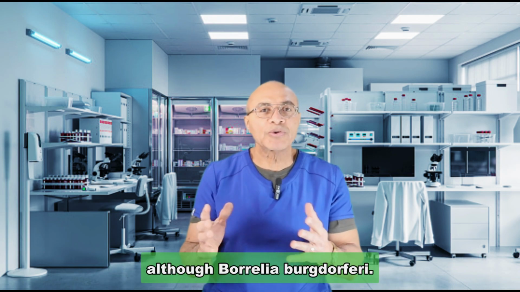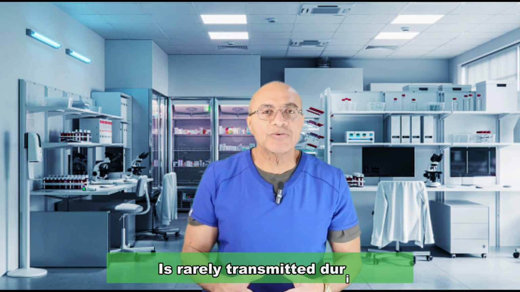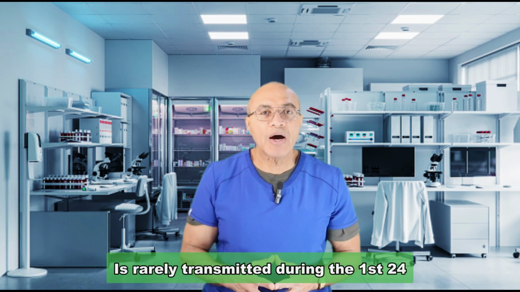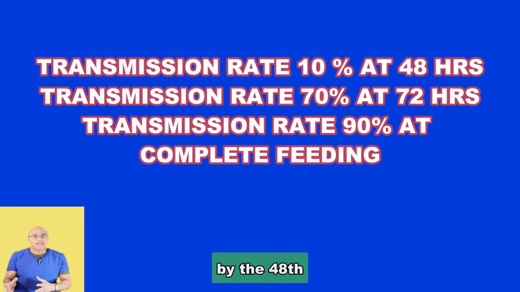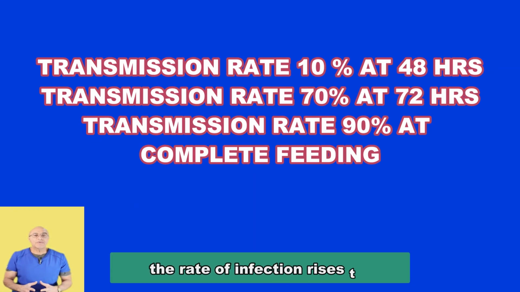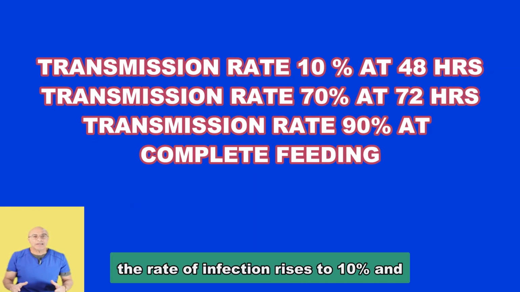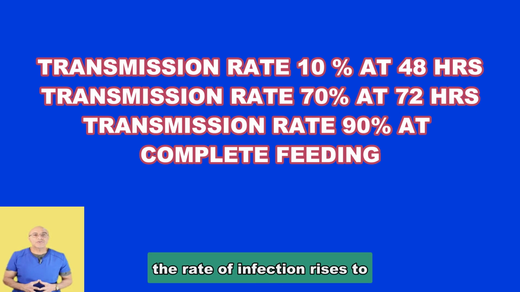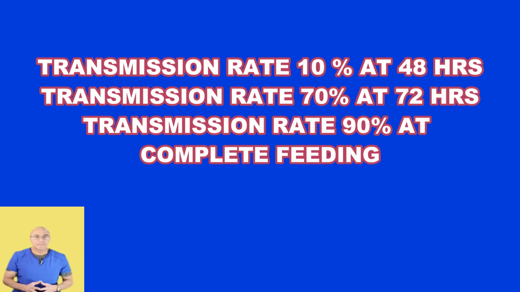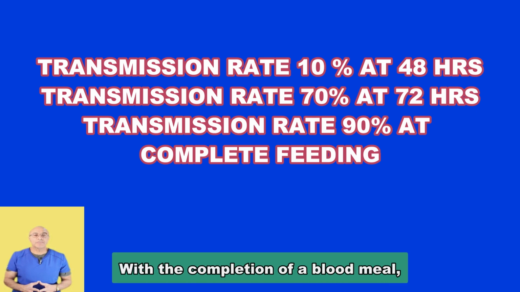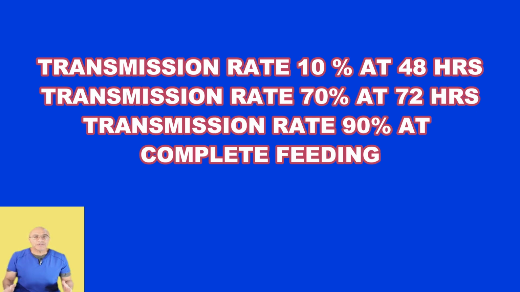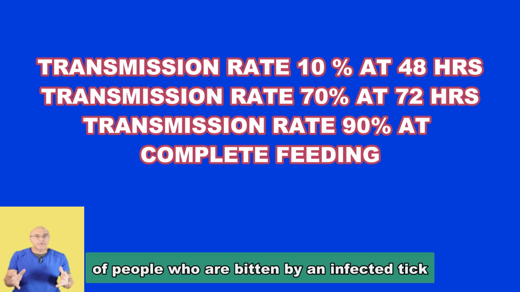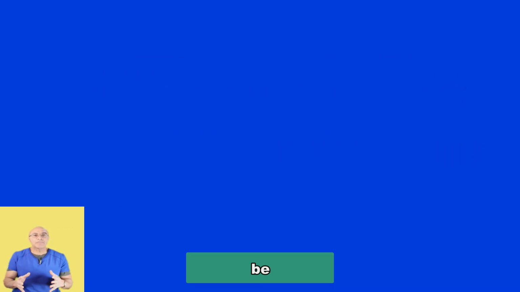Although Borrelia burgdorferi is rarely transmitted during the first 24 hours of attachment of the tick, by the 48th hour, the rate of infection rises to 10%. And by the 72nd hour, the rate of infection rises to 70%. With the completion of a blood meal, 90% of people who are bitten by an infected tick become infected.